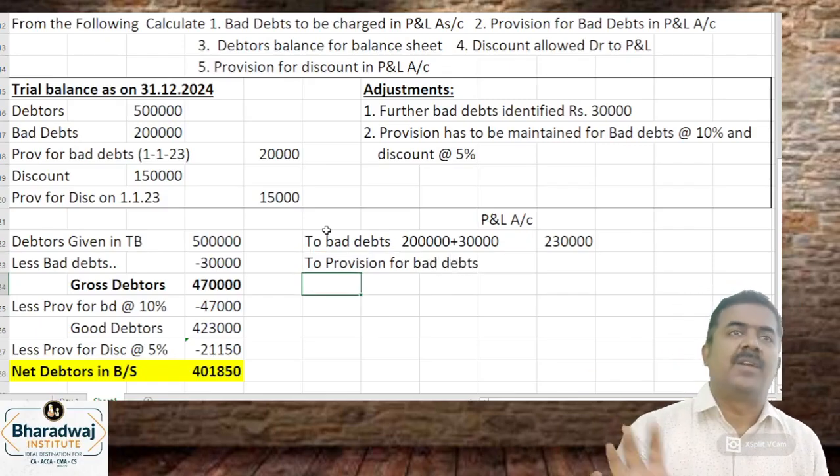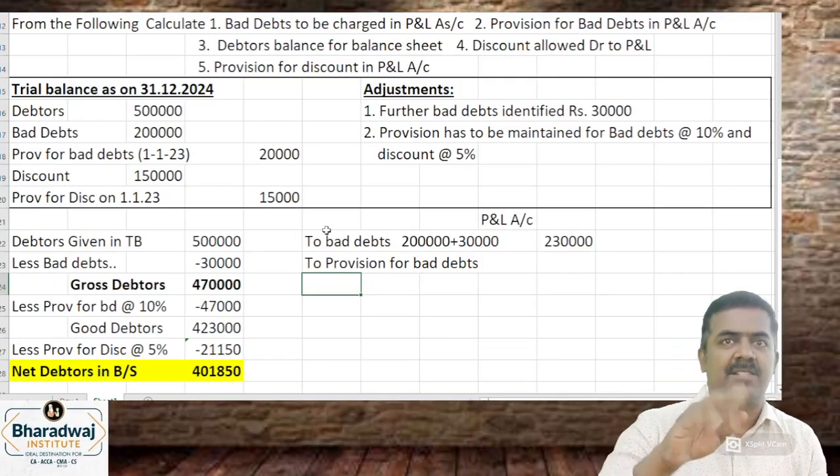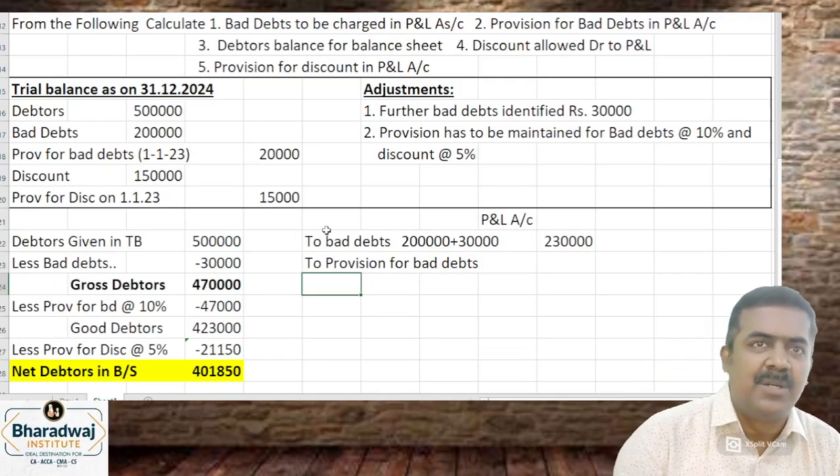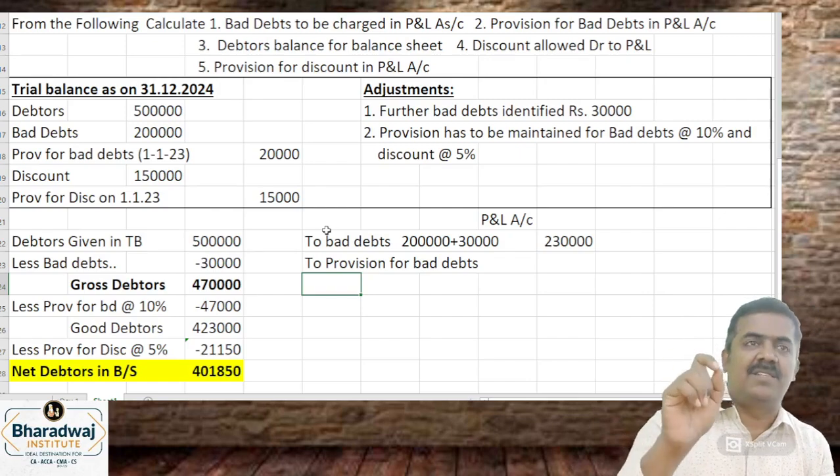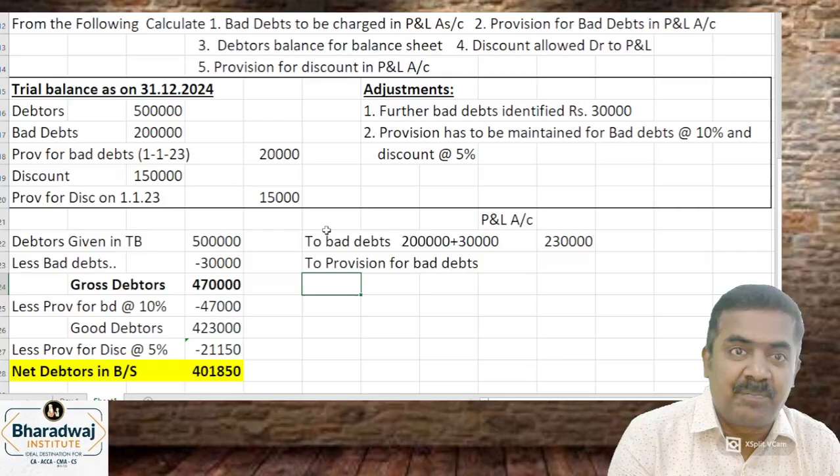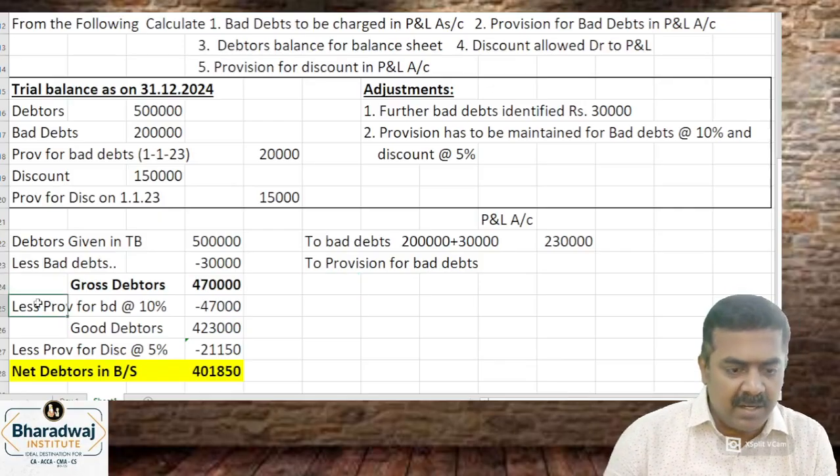Bad debt is an actual loss. 20,000 already lost, now 30,000 lost. What is the total loss? 2,30,000. Provision is an estimated loss. What is the estimated loss at the end of the year?